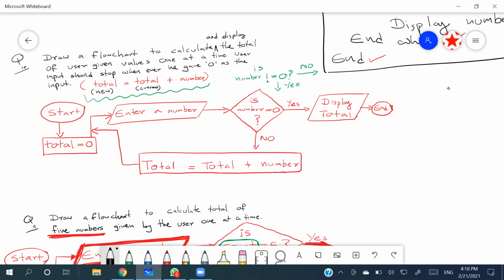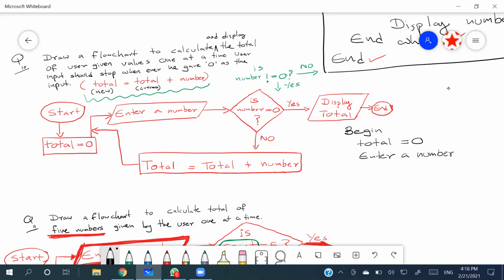So we start with begin, and it says total equals 0. That is the initialization of the total, because we are using total equals total plus number to do the totaling part. And then we are in the same situation. Now the condition is at the middle and we are iterating on the no path. So since the condition is at the middle, we have to write enter a number before the condition.